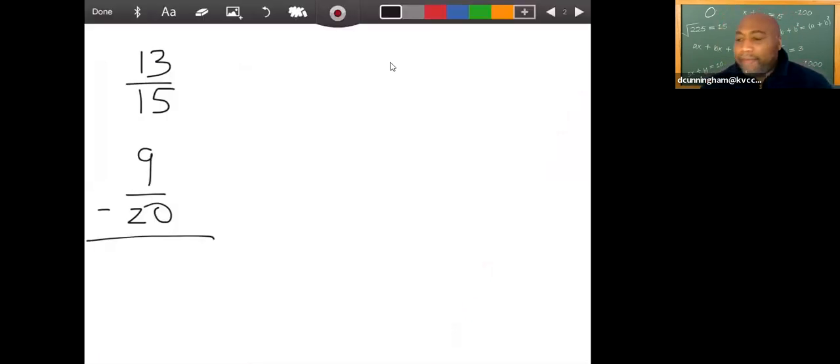So on our whiteboard, we have our subtraction problem of fractions, and I'm going to do it vertically. And again, we want to find that common denominator. So let's think about it. What can we get as a common denominator? We're looking at 15 and 20. So let's start with 20.